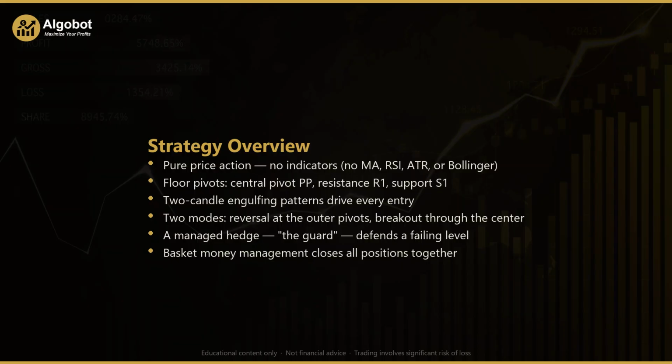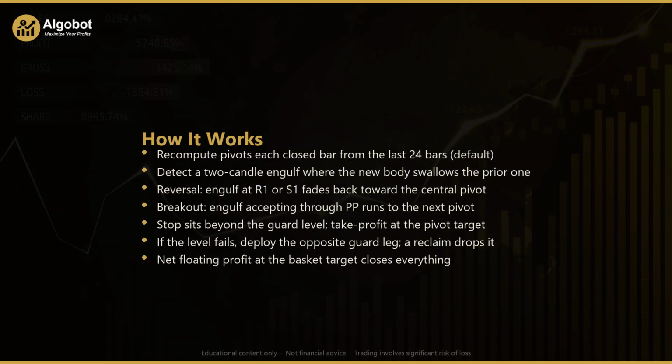This kind of approach is generally aimed at liquid, range-respecting markets such as major currency pairs or gold on the 15-minute, 30-minute, or hourly charts. It is best suited to traders who want to study structured, rules-based automation. As always, trading carries real risk, and losses are a normal part of the picture. Now let's walk through the exact logic, step by step.